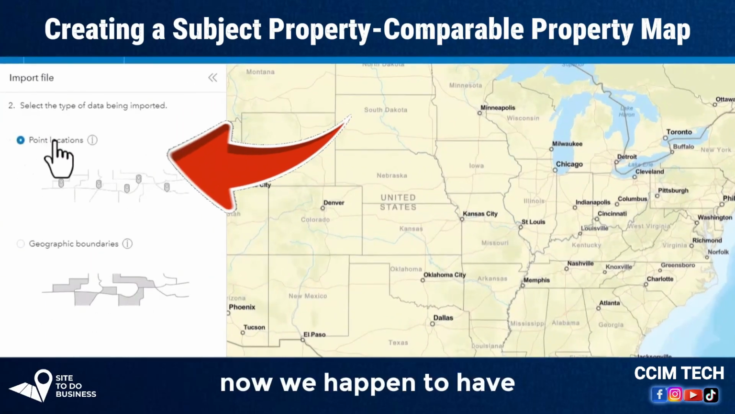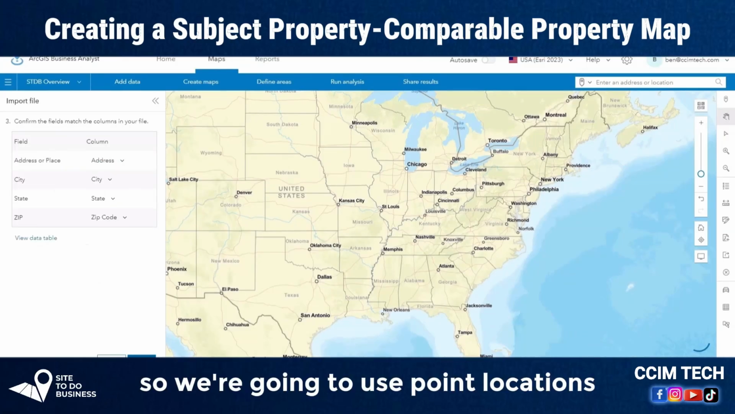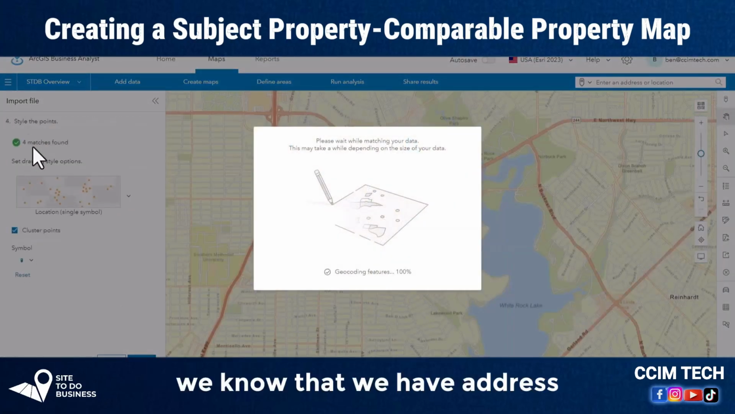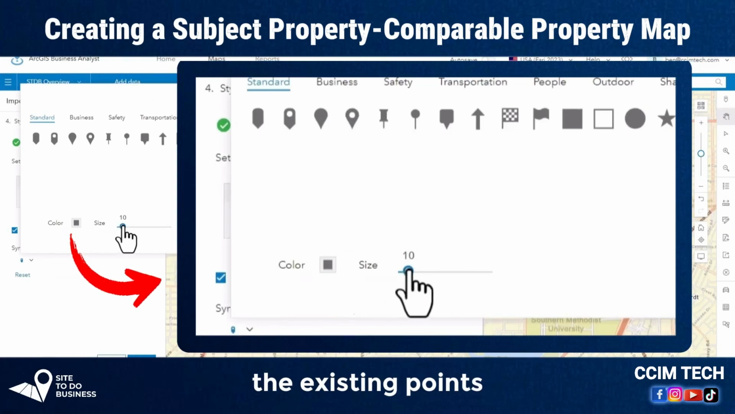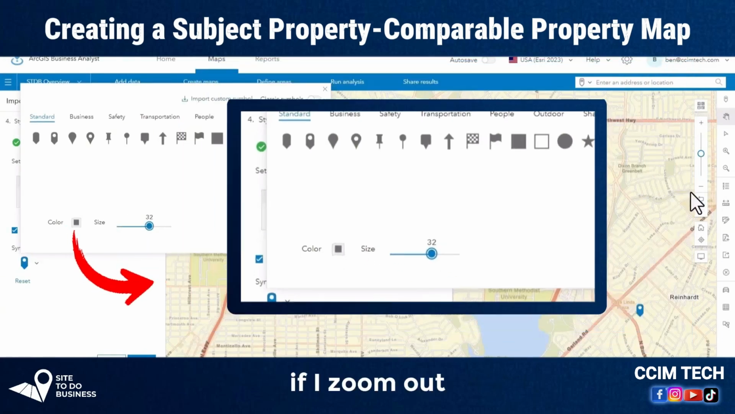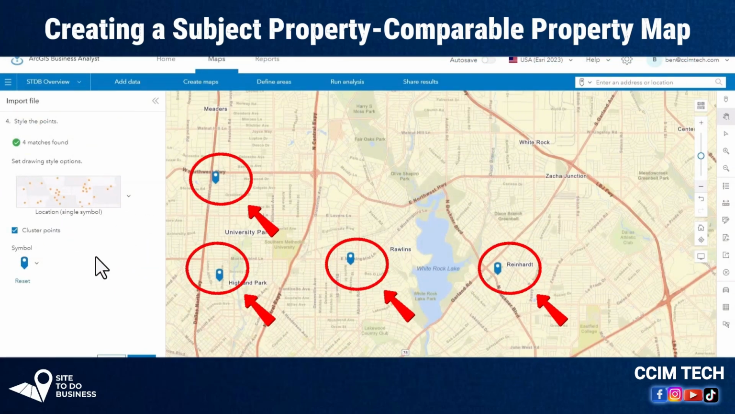Now we happen to have address location for this data, so we're going to use point locations. We know that we have address, city, state, and zip code. Now here you can see the existing points. If I zoom out, I'll be able to see all 4 of the points.